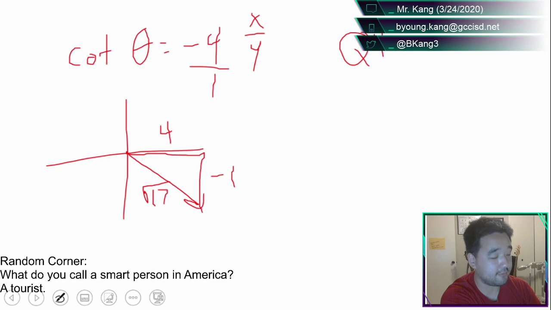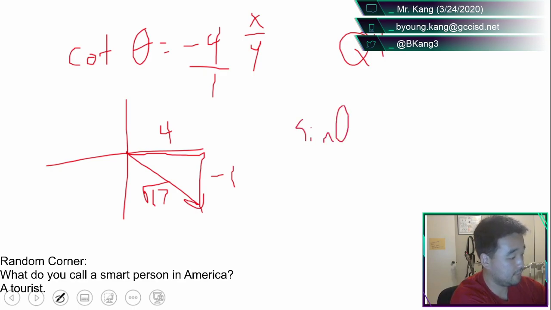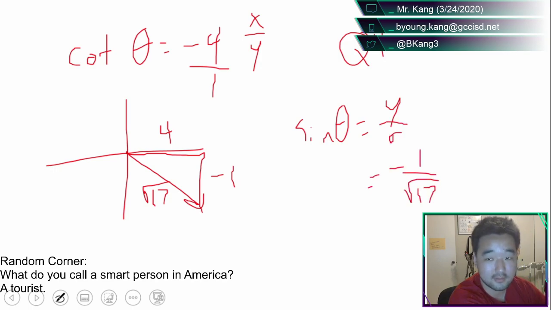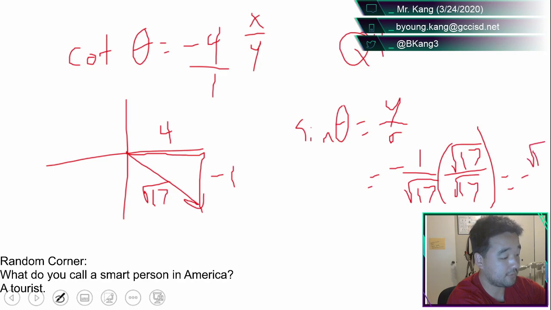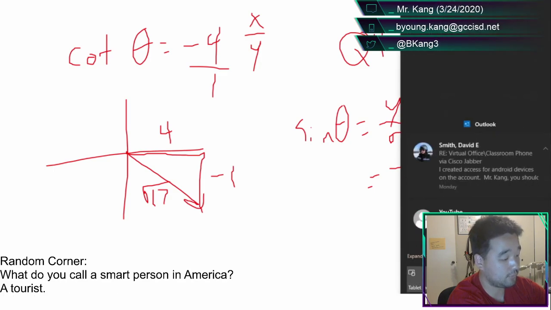And now you just find all the other ones. Sine is going to be y divided by r. I'm not going to do all 6 of them, but sine would be y divided by r, which in this case is -1 divided by square root of 17. You've got to rationalize that. So that's why the answer says negative square root of 17 over.